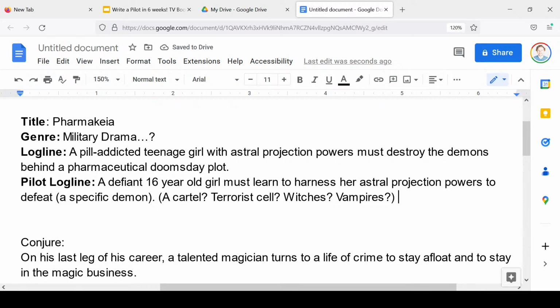You already have one supernatural element here. She does have magic powers. If you're going to change it more than that, this might end up being more of a tech thriller. My only thoughts are on the genre here. This doesn't really sound like a military drama. This sounds like a supernatural thriller. That's exactly what I was going to say.